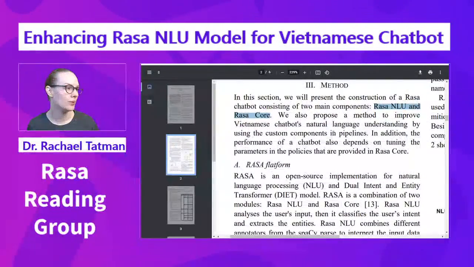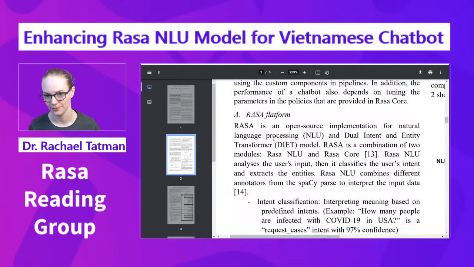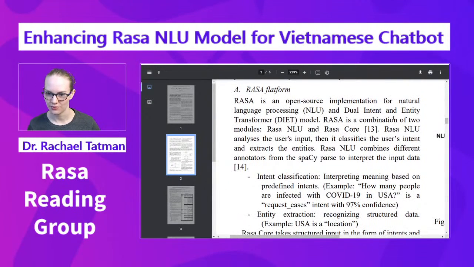So saying that, hey, we improved our chatbot by adding a component, you could also improve your chatbot by spending some more time tuning your model. Rasa Platform. Rasa is an open source implementation for natural language processing, NLU. Okay, so they are going to be using DIET, the dual intent and entity transformer model. So this is a model that we developed for doing NLU.